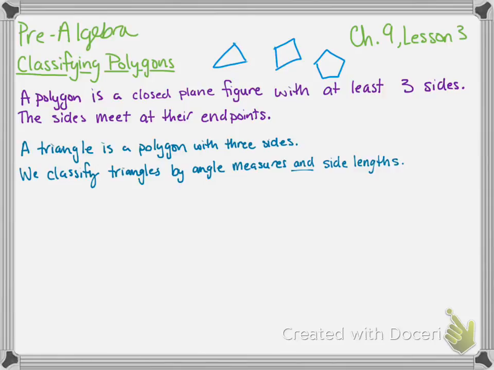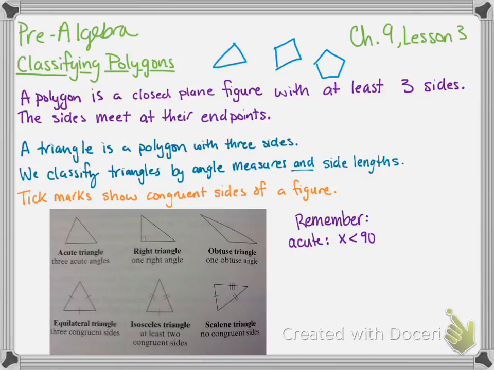A triangle is a polygon with 3 sides, and we classify triangles by angle measurements and side lengths. We also use tick marks to show congruent sides of a figure. And remember, congruent means that the lengths are the same. So here are some triangles.